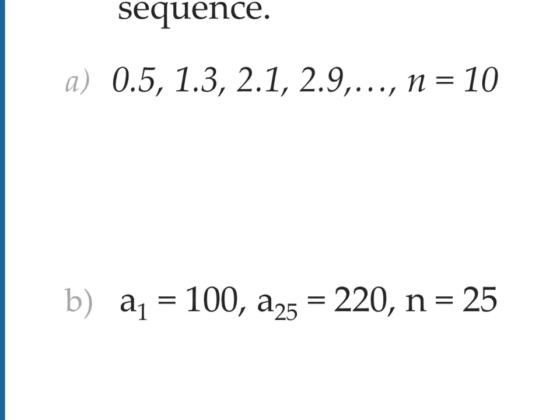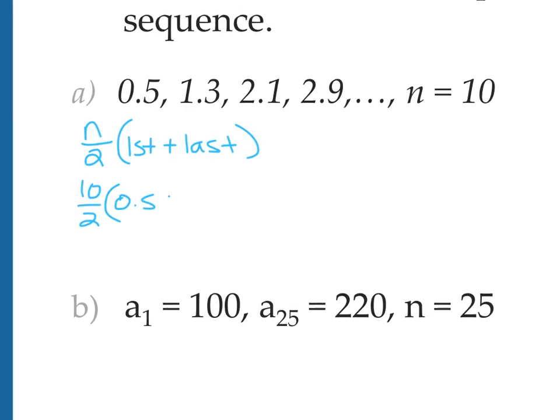So for my sum equation, I need the number of terms over 2 first plus last. What of that information do you already have? Say again. I know the n is 10. Do you have the first term? Yep, 0.5. Do you have the last term? No, that's what I'm missing. So the first thing I got to do is find that.